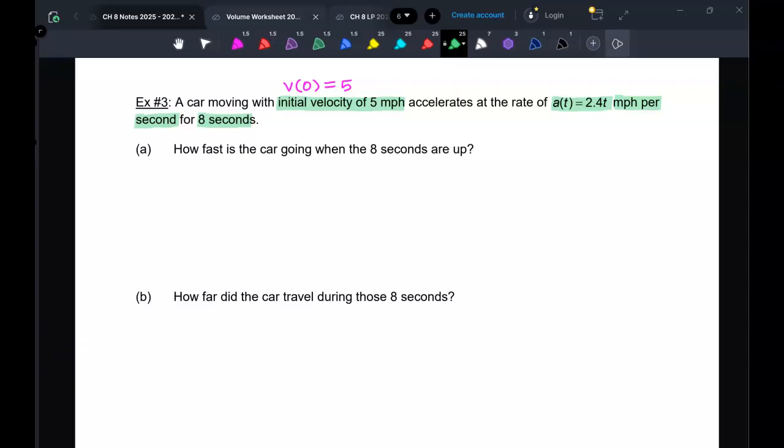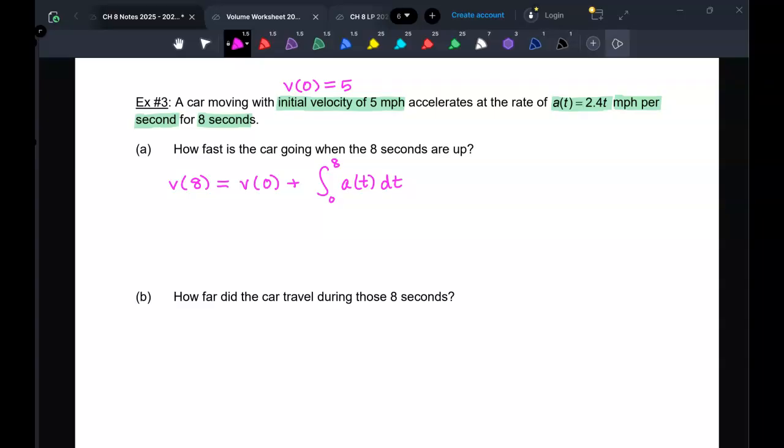Okay, how fast is the car going when the 8 seconds are up? So I want to know v of 8, right? How fast is the velocity? So what can we do? We could take v of 0 plus the integral from 0 to 8 of a of t dt.